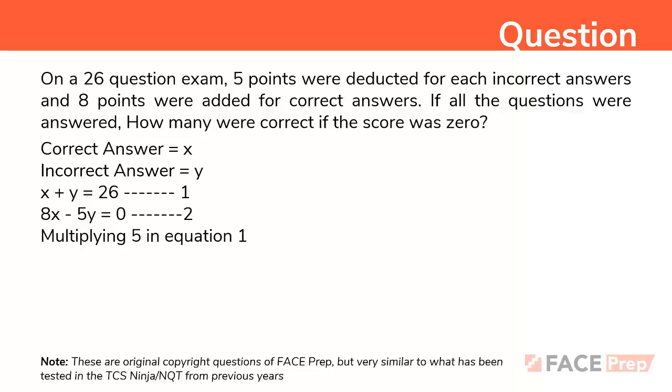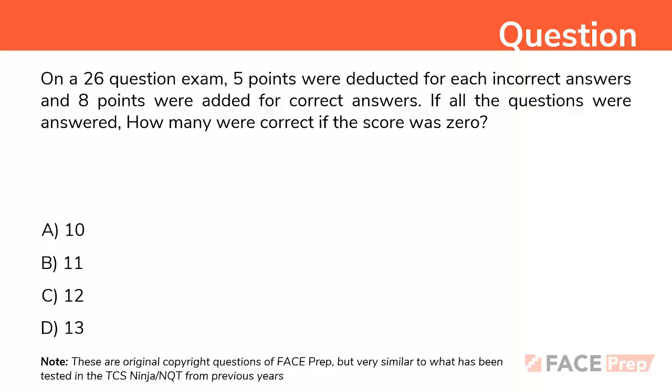So in order to solve 1 and 2, what I'll do is multiply equation 1 with 5, in order to eliminate y, so I'll directly get x. So 5x plus 5y is equal to 130. 26 into 5 will be 130. So let us now add these equations. You will get 13x is equal to 130. So x will be what? 10. So what they are asking is, how many were correct? The correct answer we have assumed as x. The x value we have got is 10. So 10 answers we have marked correctly.